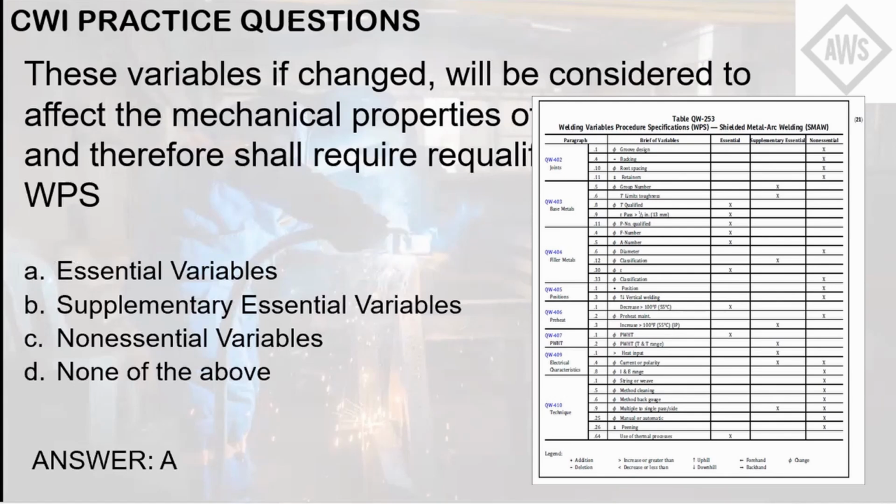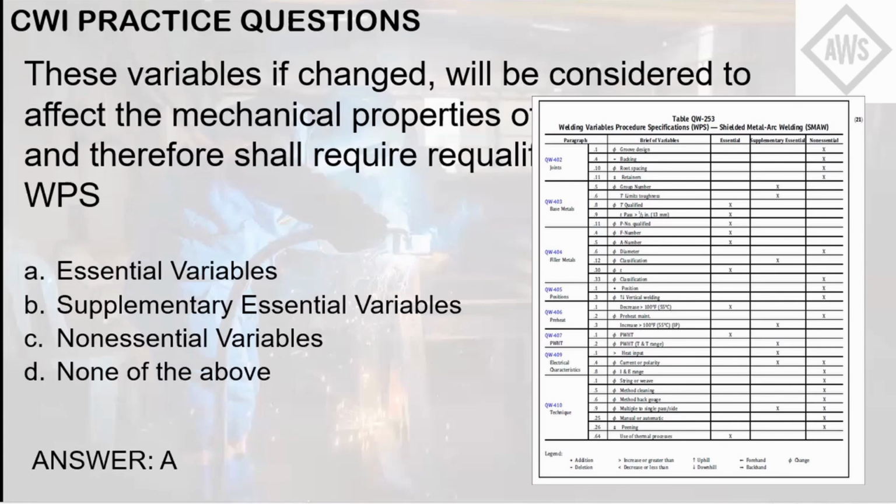So if these variables are changed, it will require requalification of the WPS. So you will need a new PQR if you changed one of the essential variables. This is the reason why some welding procedure specifications have multiple PQRs, because maybe the essential variables have been changed in one of those revisions. Then you have to support that WPS with another qualification.